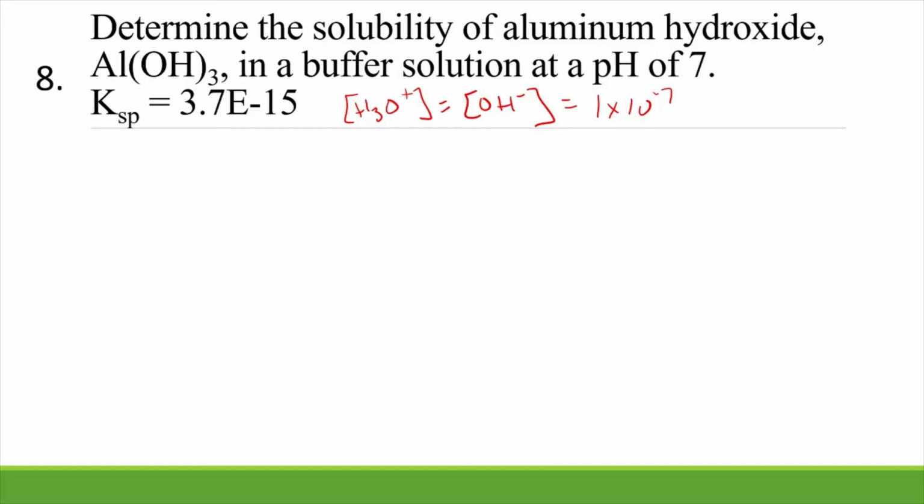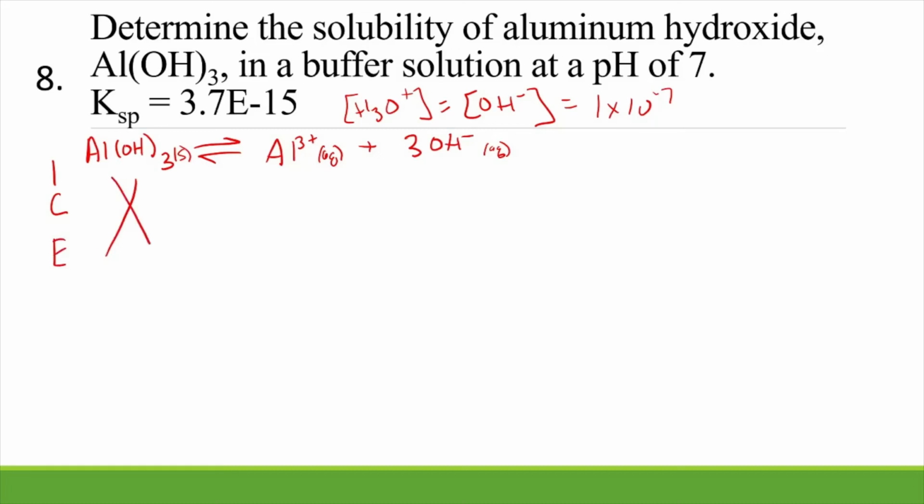So let's go ahead and write our reaction here. Al(OH)3 becoming Al3+ aqueous plus 3 OH- aqueous. And let's set up an ICE table. That doesn't count. We're starting with 0 aluminum. But because we're in a buffer solution, we have a source of OH-, and it has a starting concentration of 1 times 10 to the negative 7th power.